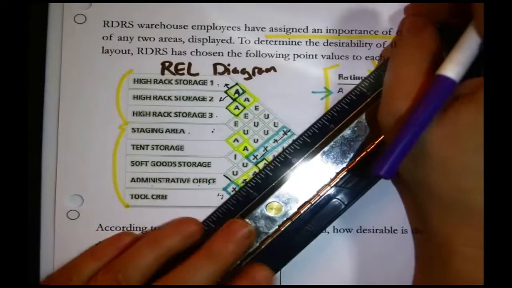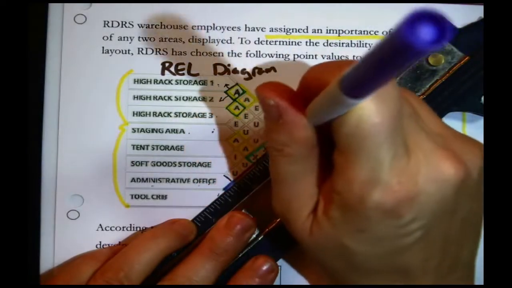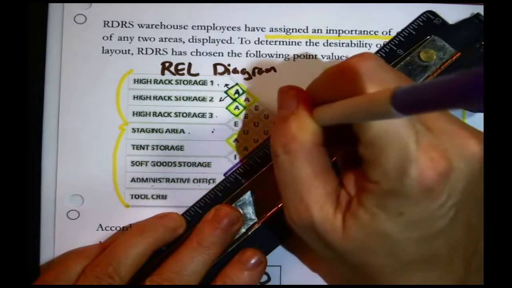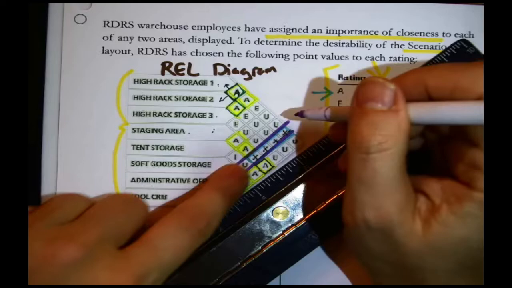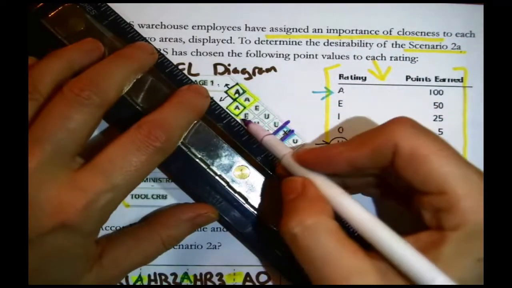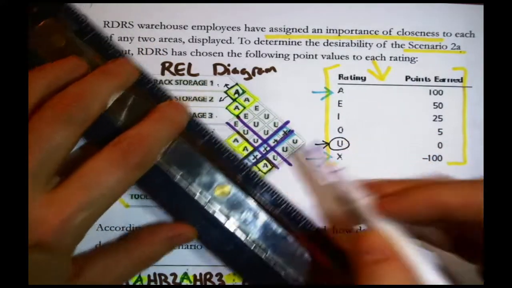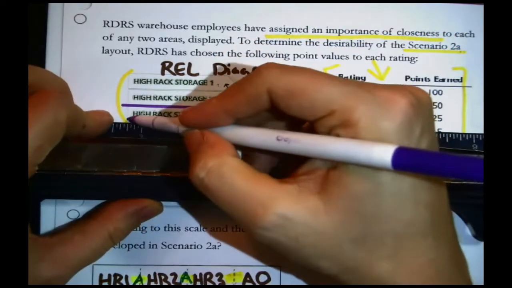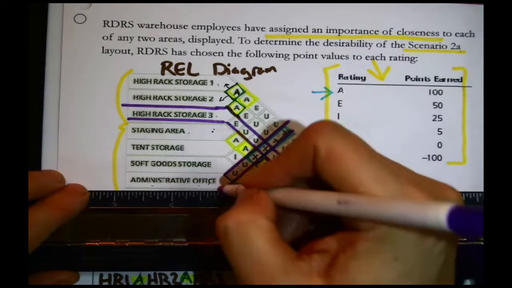Here's what we do. Find one of the 2 that you're curious about. Like one was the administrative office, and you see what I'm doing? I'm just using a contrasting color. That band, all that band in there, is the administrative office. Now find the other department that you're curious about in the pair. See, high rack storage 3, administrative office.